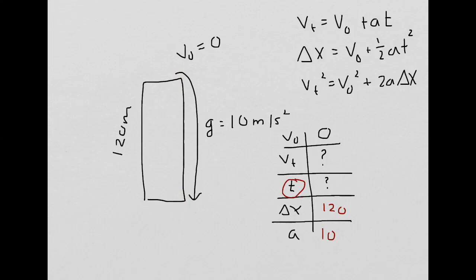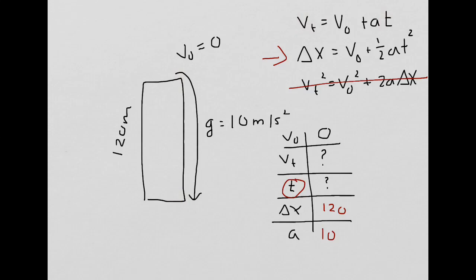Okay, so if I'm looking for time, I definitely don't want to use this formula. I have enough to use this guy here, the second one. I don't have enough to use the first one, because I don't know Vf, and I also don't know time. And I just need one unknown in this case. So what I can do is plug right into the second formula and solve for time.